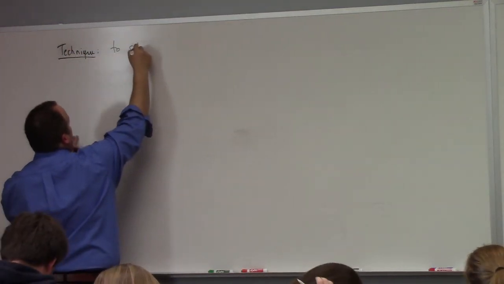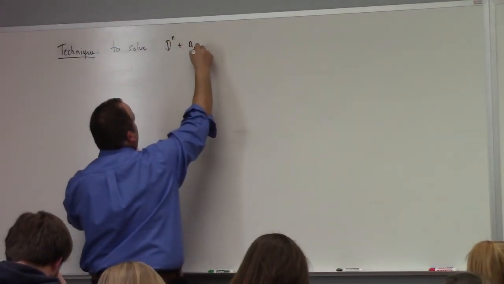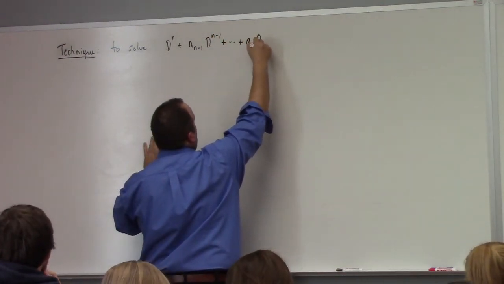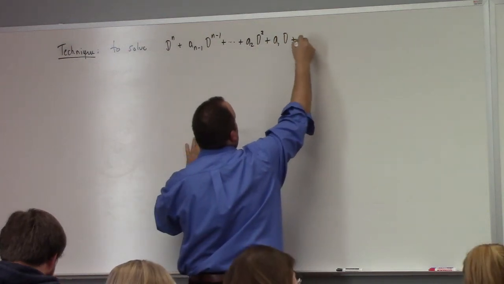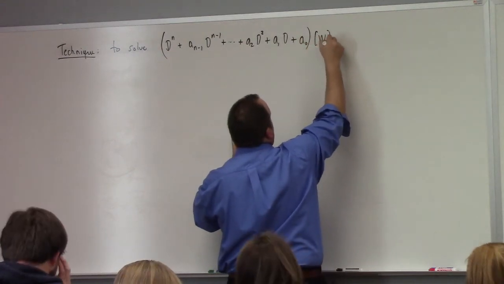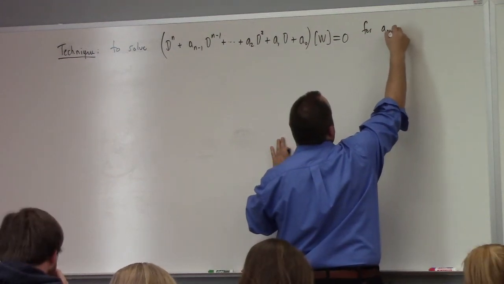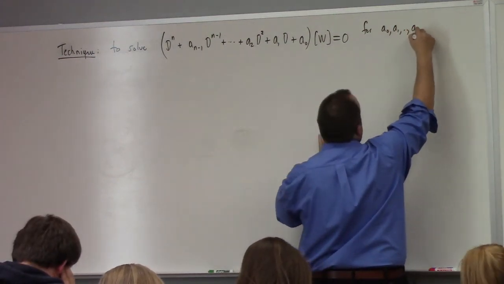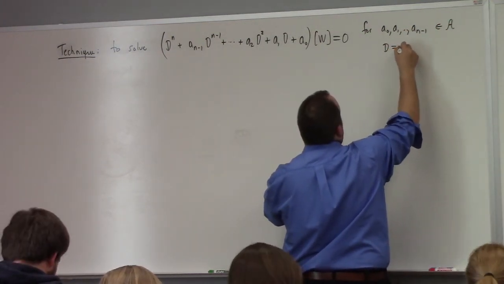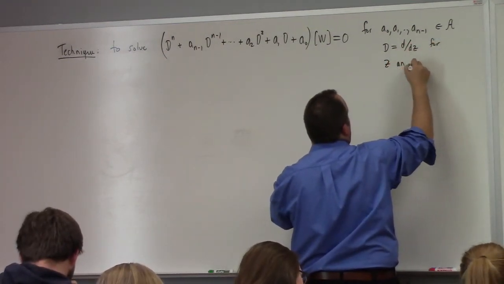To solve d to the n plus a_{n-1} d to the n minus 1 plus ... plus a2 d squared plus a1 d plus a0, all of that acting on w equals 0, for these coefficients a0, a1, all the way out to a_{n-1} in the algebra. And here d equals d/dz, for z a variable.